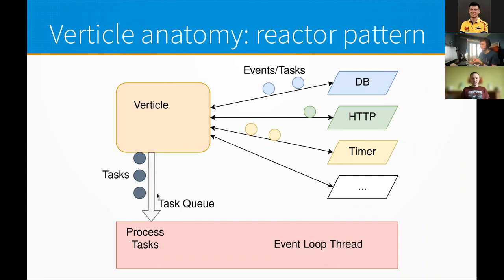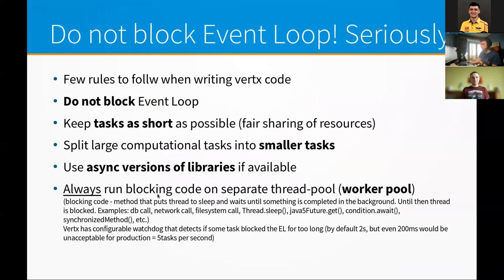So the first rule, and everything is built upon this rule: you should never block the event loop thread. Never. So first, do not block it. Second, as a consequence, your tasks are better to be as short as possible. That leads to fair sharing of resources.